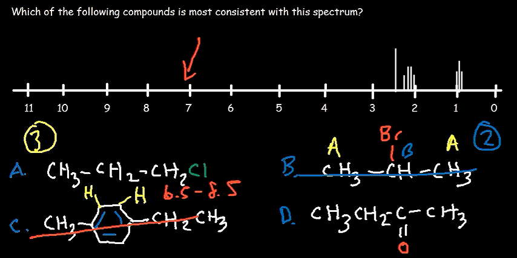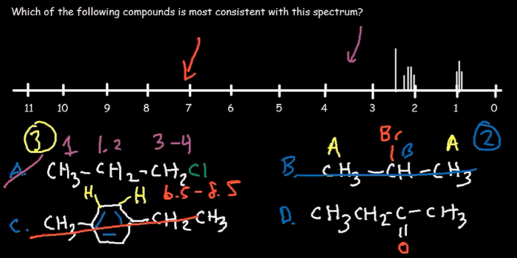For compound A, a regular CH3 would be somewhere around 1. And this CH2, which is secondary, may be a little bit more than 1, let's say like 1.2. And the CH2 that's attached to a chlorine would usually be between 3 to 4. Now, we don't have anything in 3 to 4, so that means we can eliminate A.